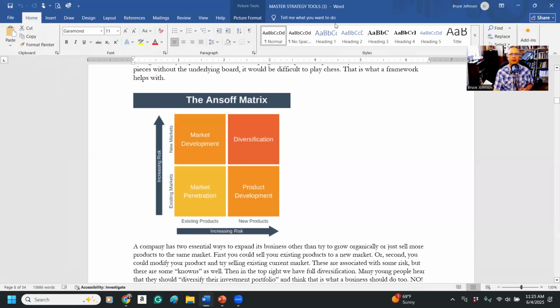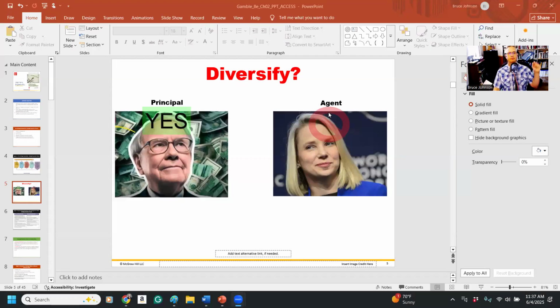And I'm going to stop here for just a second and pull up a new diagram for you. Okay, so I didn't have the PowerPoint slide that I thought I had. So we were talking about the fourth quadrant, which is diversification. And as I was saying, diversification is fine if you are a principal. A principal is an investor. That's Warren Buffett. If you have a 401k plan, you're an investor. That's when you should diversify.